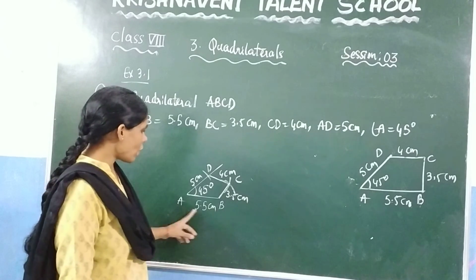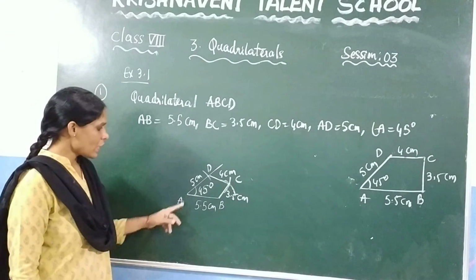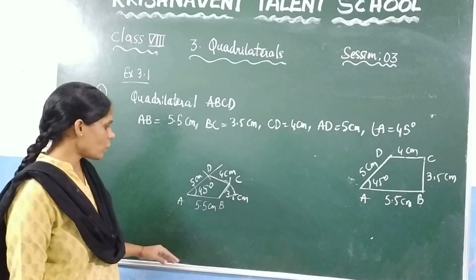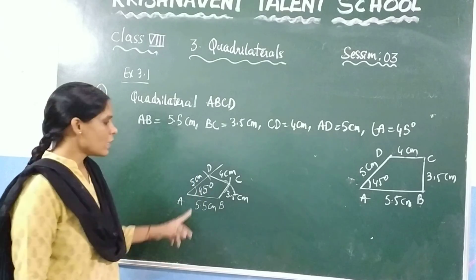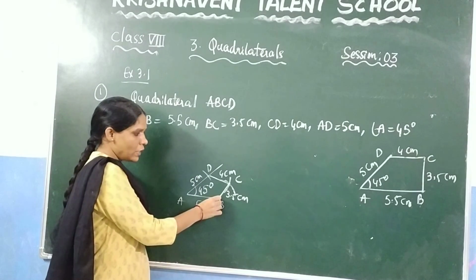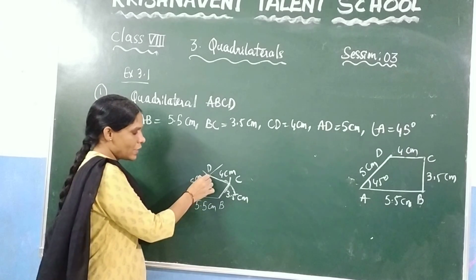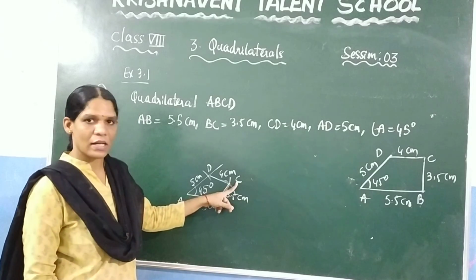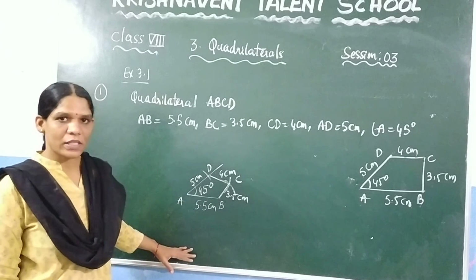So the first step, draw a line segment of length 5.5 centimeters, and the second one, at vertex A draw an angle of 45 degrees, and the third point, from the vertex A draw an arc of 5 centimeters as length, and mark the point as D. Then from the vertex B, draw an arc of 3.5 centimeters, and the next point with vertex D, draw an arc of 4 centimeters and mark the intersection point as C. And the last step, join BC and CD, and you will get the required quadrilateral.